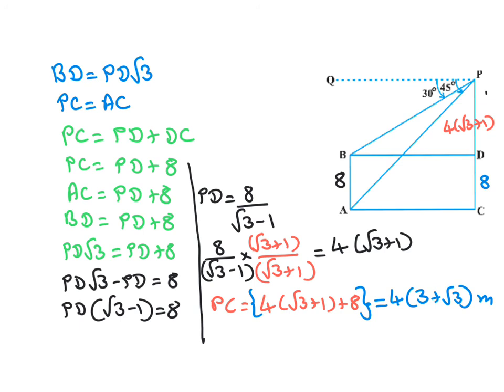What will be the distance AC? Can you guess? The question asks for the distance between the two buildings. What will be this distance AC? AC is equal to PC. So therefore AC will also be 4 times 3 plus root 3. So we found out the height of the multi-story building PC. We also found out the distance between the two buildings AC. So wonderful. Let's try another one.